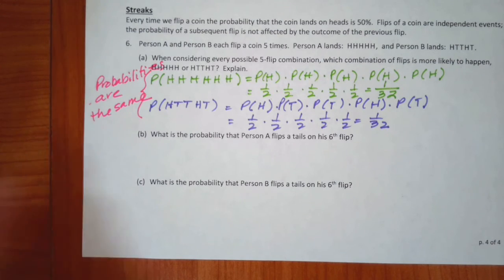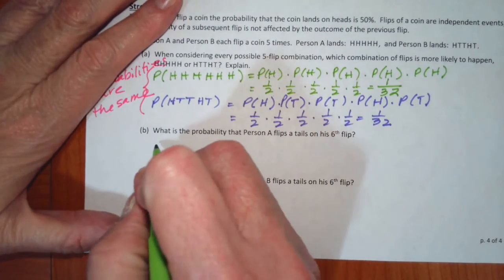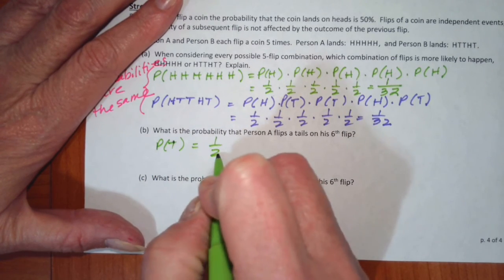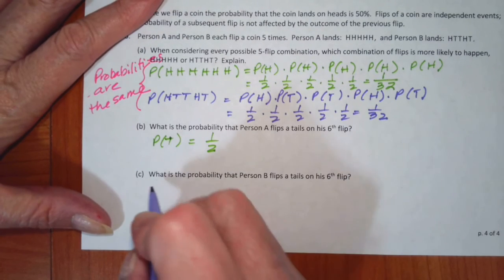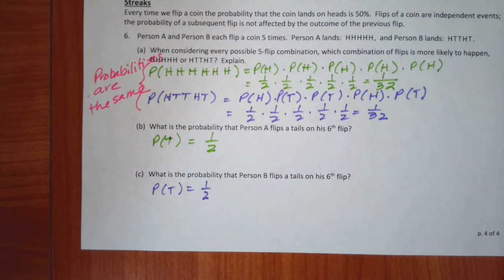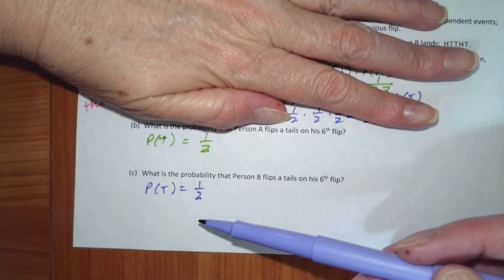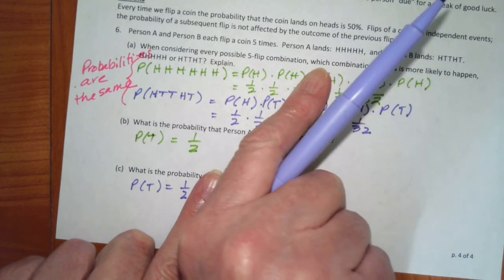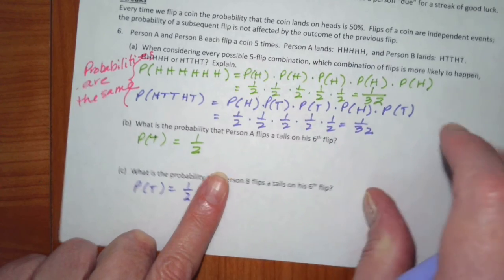Okay, so what is the probability that person A flips a tail? Well, we have to find the probability of a tail, which is 1/2. What is the probability that person B flips a tail? It's 1/2. Each event is independent. What happened before has nothing to do with what happens the next time. Same thing here. Getting a head after a head, after a head, after a head, after a head. The probability does not change if they flip back and forth.